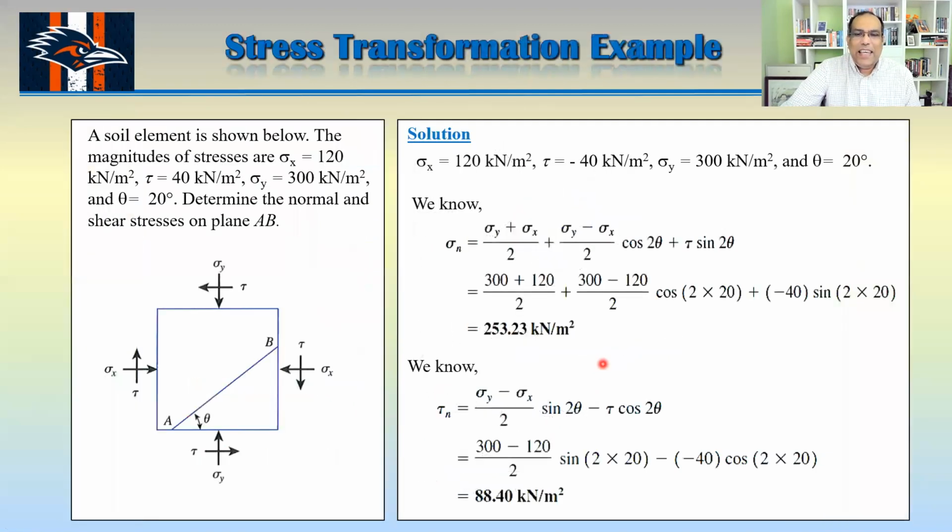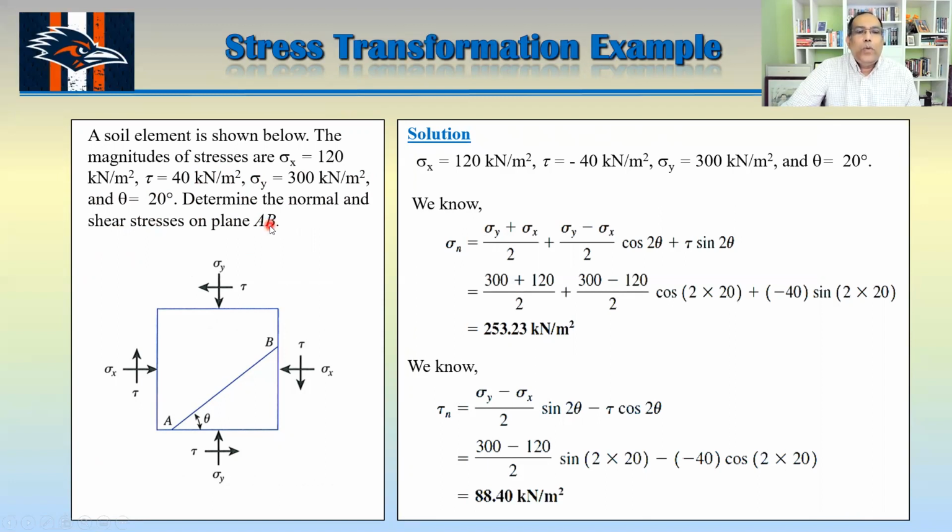Now we can just see the example here. If you know all those things, then you can find out the normal stress and shear stress on any particular plane here. Okay, so a soil element is shown below. The magnitude of stress: sigma x is 120, tau xy is 40, sigma y is 300, and your theta is 20 degrees. Determine the normal and shear stress on the plane AB.